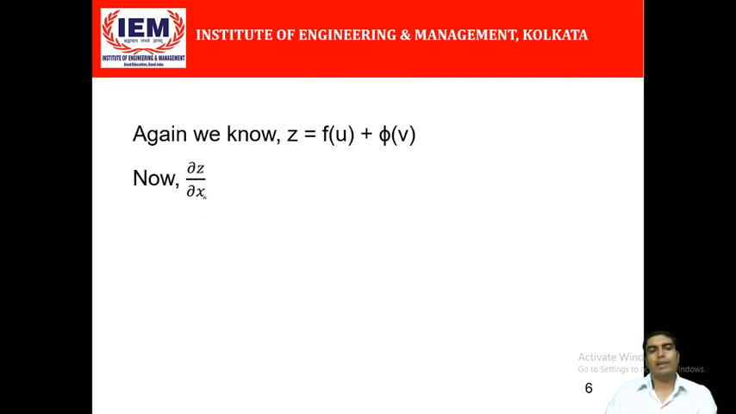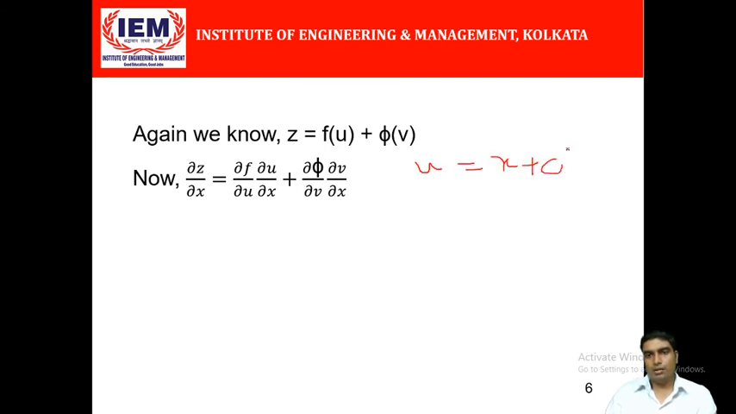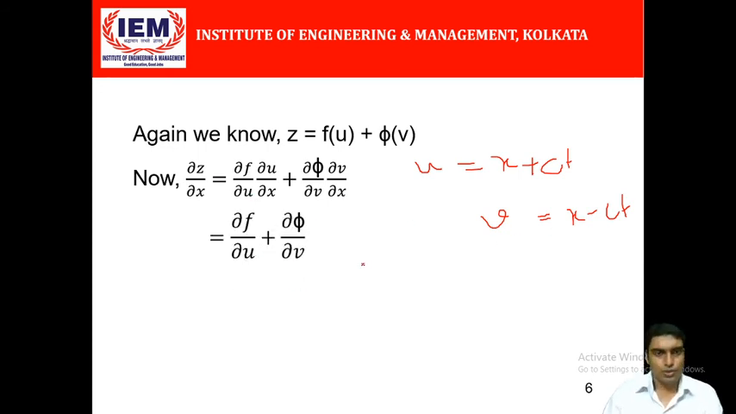Now again here we'll find out what is ∂z/∂x. By using the chain rule I can differentiate in this way, and here you know that u equal to x plus ct and v equal to x minus ct, right? So ∂u/∂x will be equal to 1, and ∂v/∂x will be 1. So I can write that ∂z/∂x equal to this one.